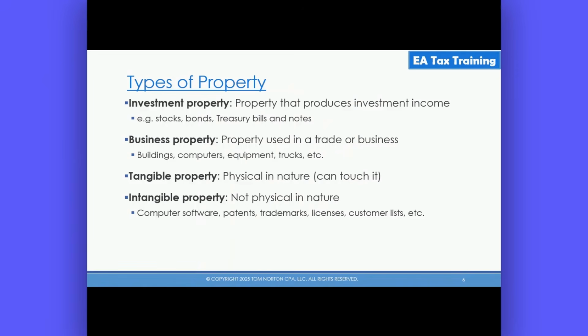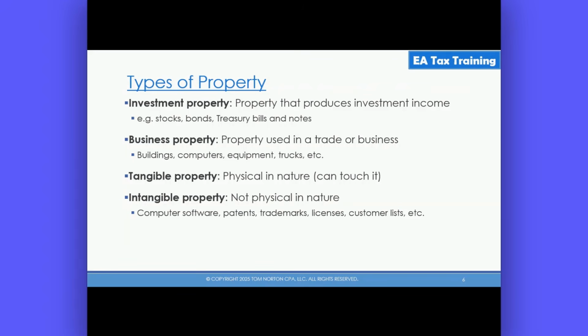Next is tangible versus intangible property. So tangible property means it's physical in nature, that you can touch it. And intangible property is the opposite. It's not physical in nature. You can't reach out and touch it. So it's things like computer software, patents, trademarks, licenses, customer lists, etc.